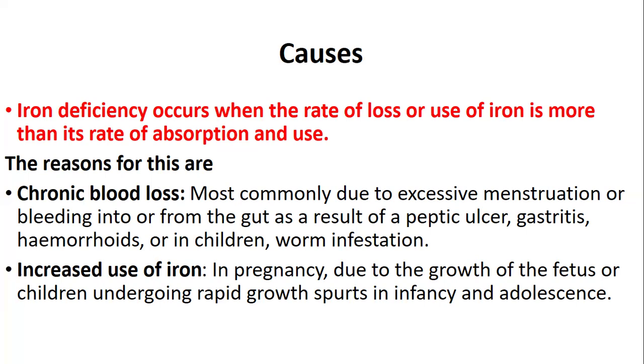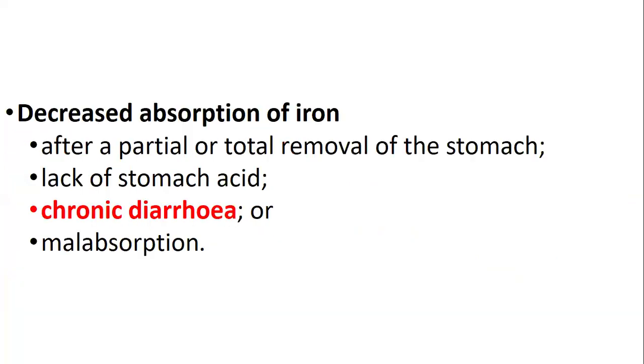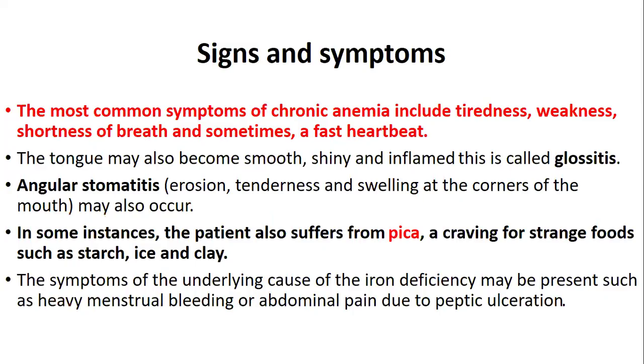Also, it could be due to increased use of iron, such as in pregnancy, which would also cause a deficiency because there is a lot of competition. The child is also competing for the same amount of iron with the mother. So this would cause the development of iron deficiency anemia in the mother, including decreased absorption of iron, which could be due to partial or total removal of the stomach. Also, lack of stomach acid, as well as chronic diarrhea.